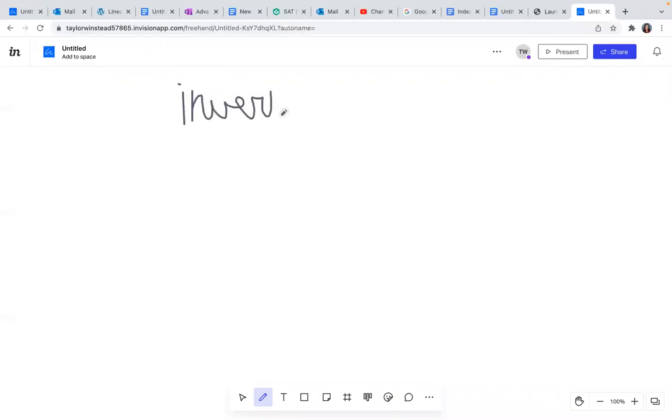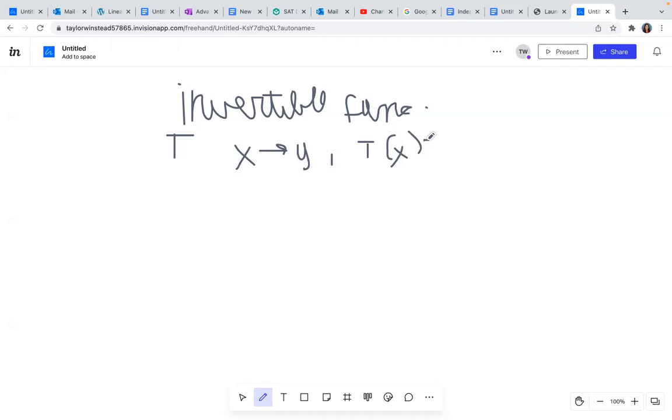Invertible functions. And this is a definition that's given. Okay. So they say that the function T from X to Y is invertible if the equation T of x equals y for every y has a unique solution x in X for each y in Y.